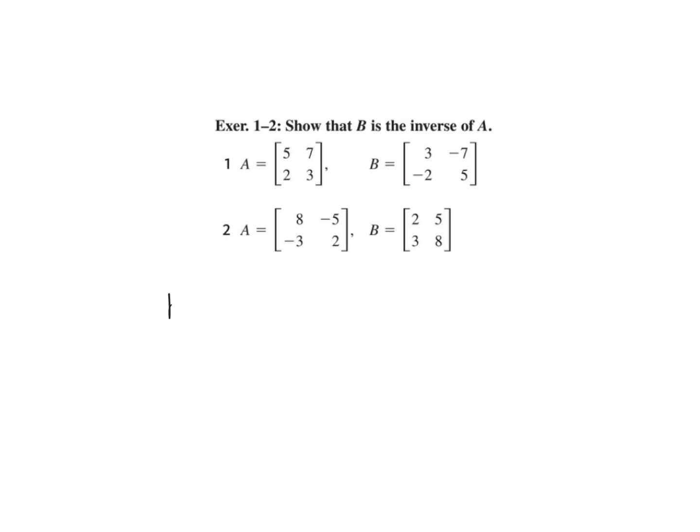So we take A times B, and so 5, 7, distributed through each of these columns here. So 15 plus negative 14 is 1, okay? And then negative 35 plus 35 is 0. And then you're going to take 2, 3 and distribute it through each of the columns. That'd be 6 plus a negative 6 is 0. And then the second column, you get negative 14 and 15 is 1. And so, yes, they are inverses of each other.